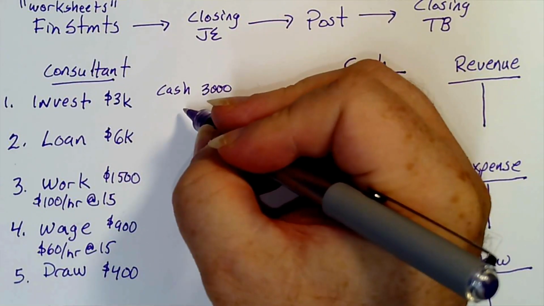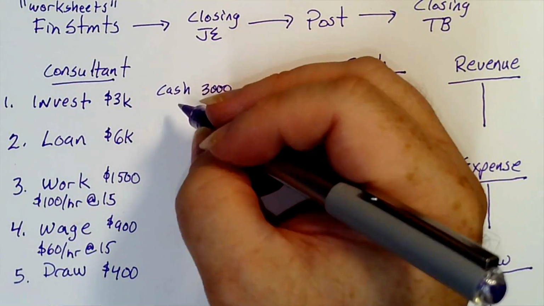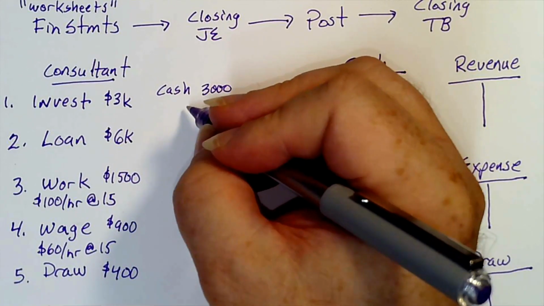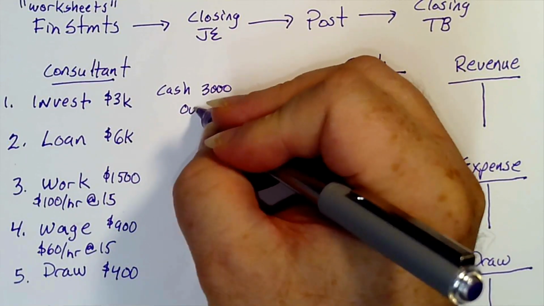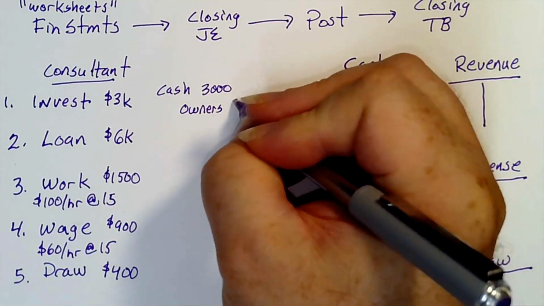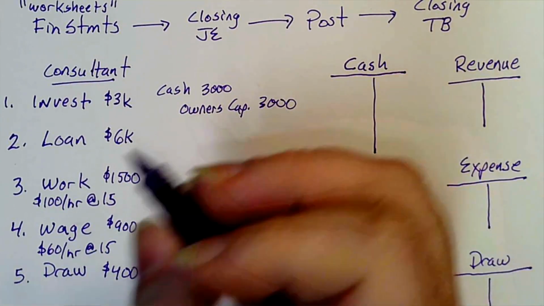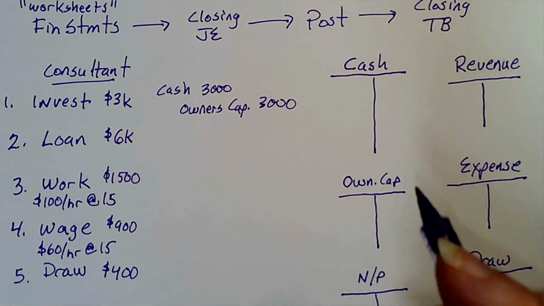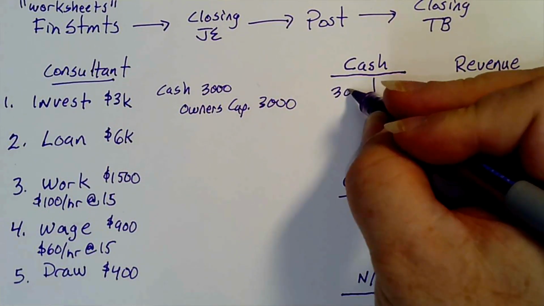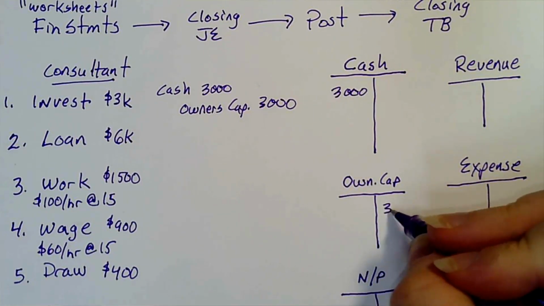And that means the business would have an investment of owner's capital of 3,000. So if we put this on the T accounts, that would be 3,000 here and 3,000 there.